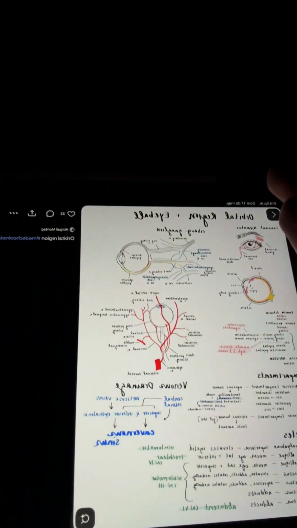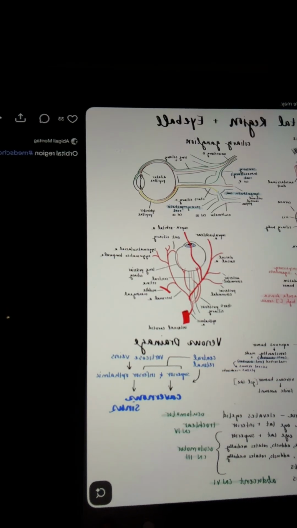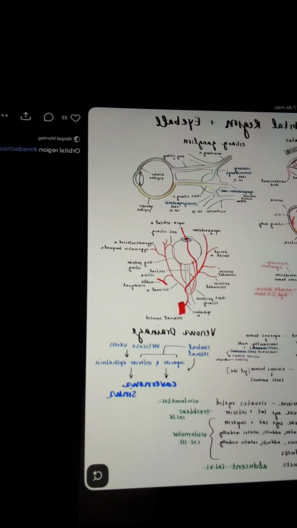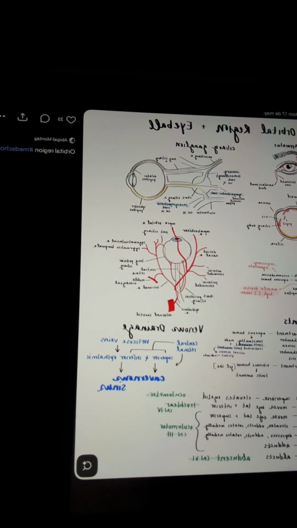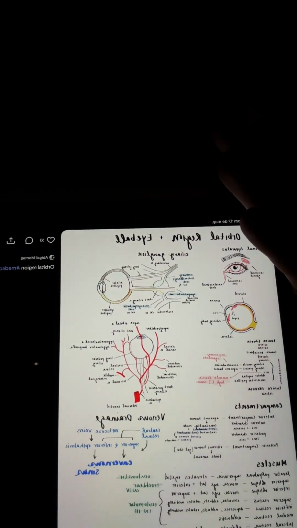The blood supply of the orbit mainly comes from the ophthalmic artery, which is a branch of the internal carotid artery. Important branches include the central retinal artery, lacrimal artery, supraorbital artery, and supratrochlear artery. The central retinal artery is clinically essential because occlusion of this artery causes sudden painless vision loss.